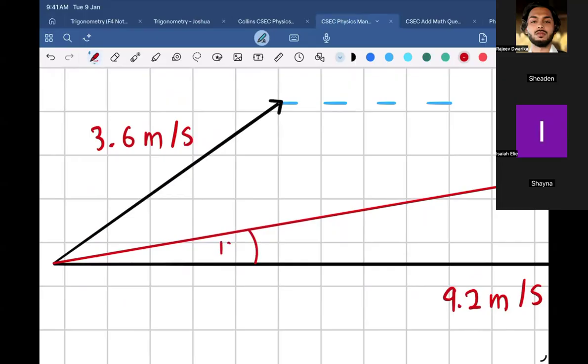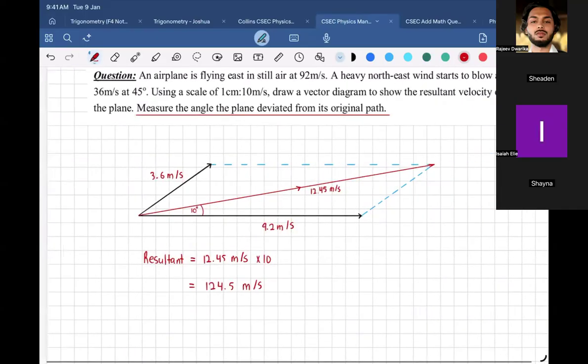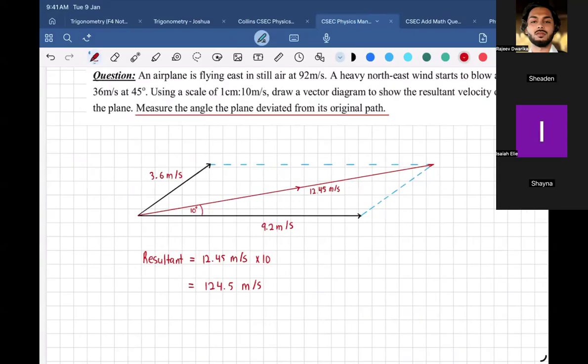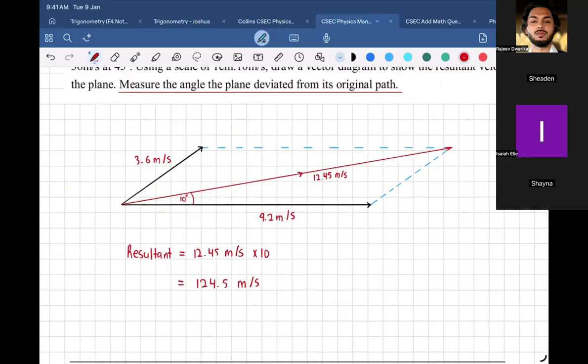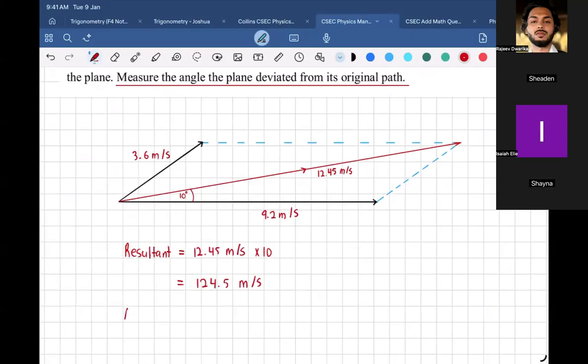10.2. Okay. So obviously the answer is going to be different. Just mentally prepare yourself for that. Right? Mentally prepare yourself for that. Right? And angle of deviation.